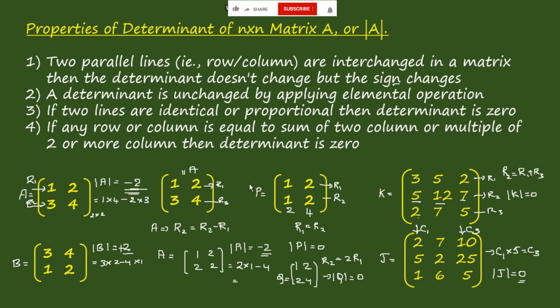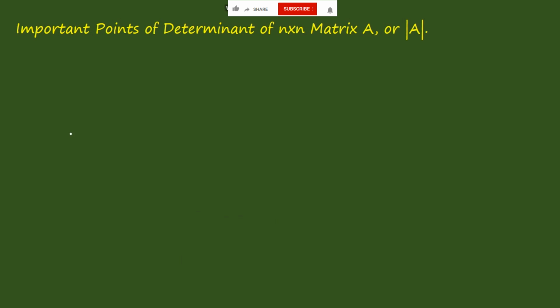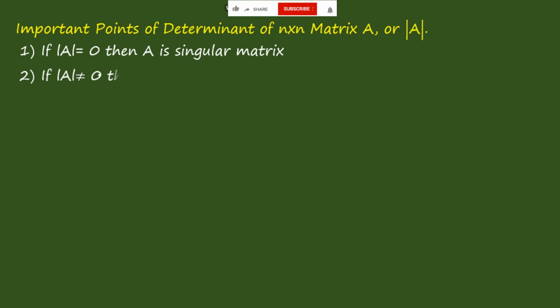Okay. Now coming to important points of determinant of n cross n matrix. The first one, if determinant of A is equal to 0, then A is nothing but a singular matrix. Second one, if determinant of A is not equal to 0, then A is nothing but a non-singular matrix. These two are very important. You have to remember.